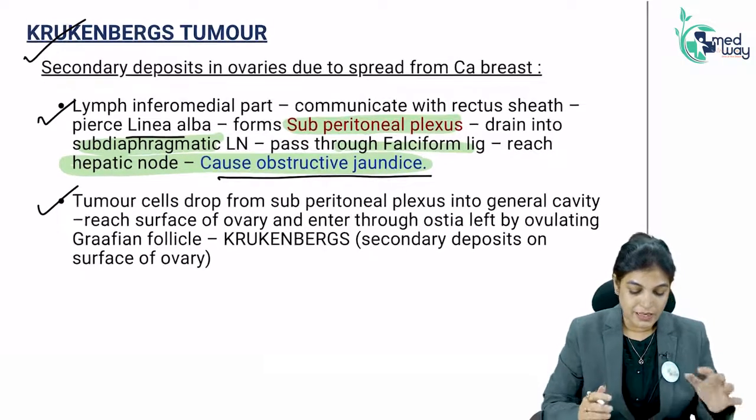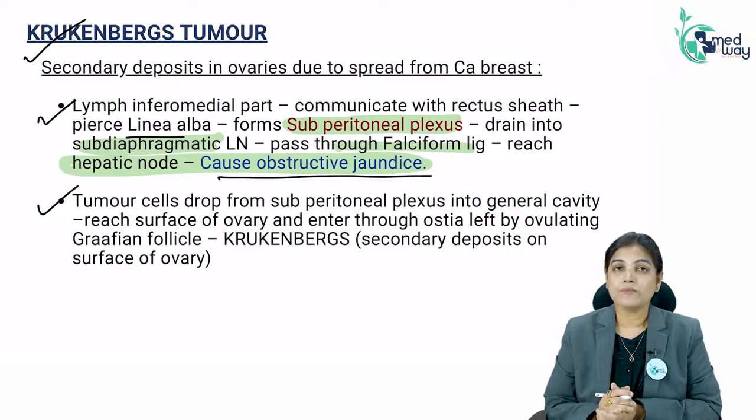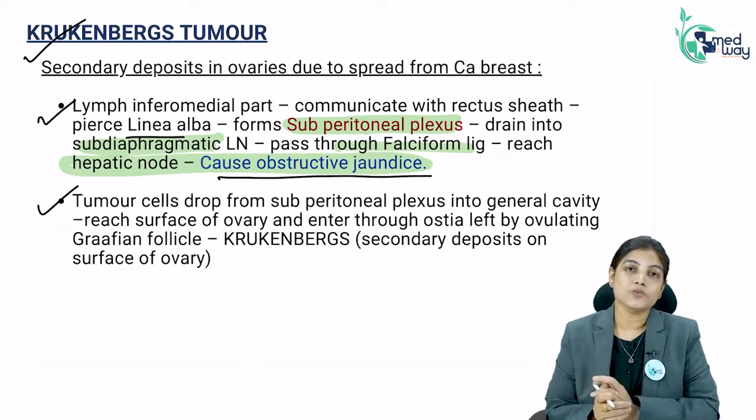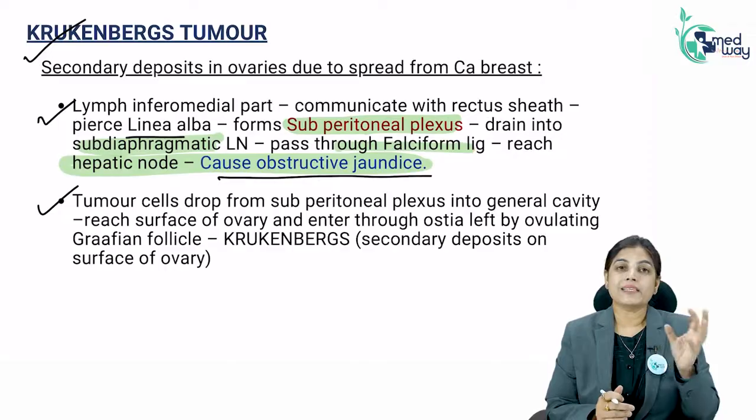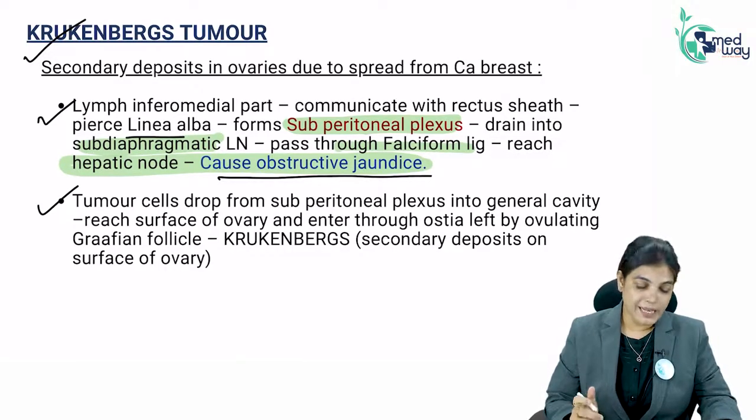I want everybody to note that this route of infection is very important, taken from Gray's Anatomy. Please understand this route of infection, how the metastatic cells spread to form the secondary tumors.